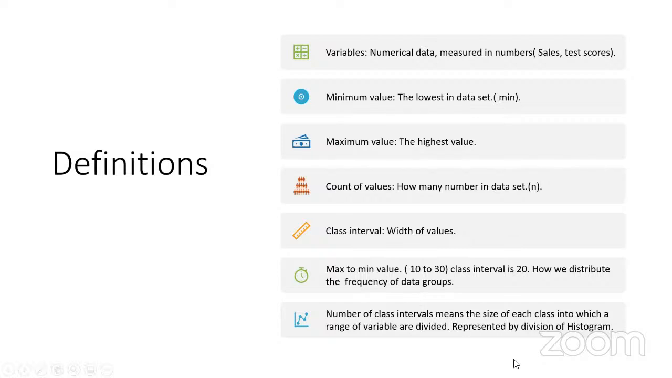Number of class intervals means the size of each class into which the range of variables is divided. And this is represented by divisions or columns of the histogram. And I will show it later on.